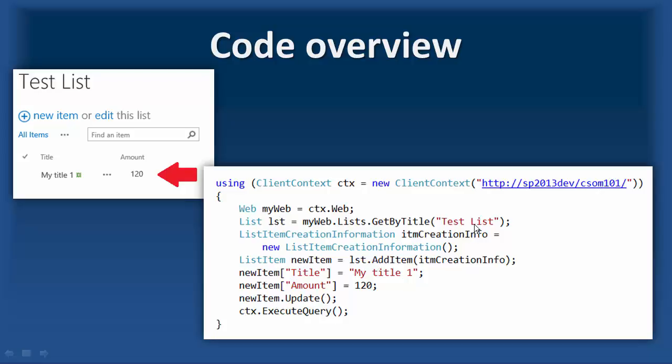And then to add a list item, we need to create a variable of type list item creation information, whatever the variable you want to call it, and we create a new instance. Right after this instance is created, we pass it to the add item function from the list, and the add item will do the job and return a reference to the list item that is just created. Now we can add the values to every single field, update the item, and then we execute query.